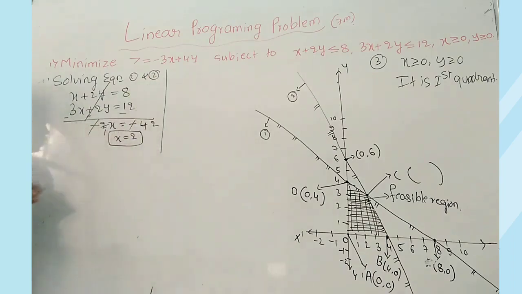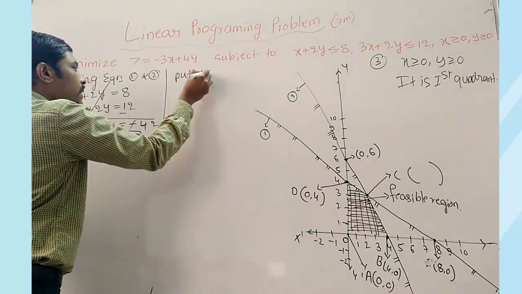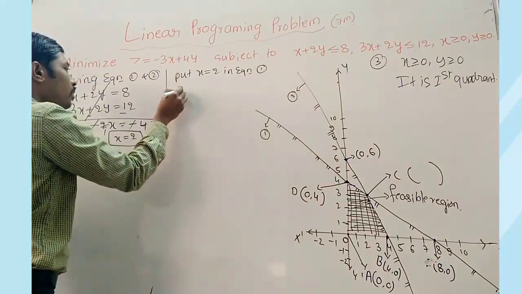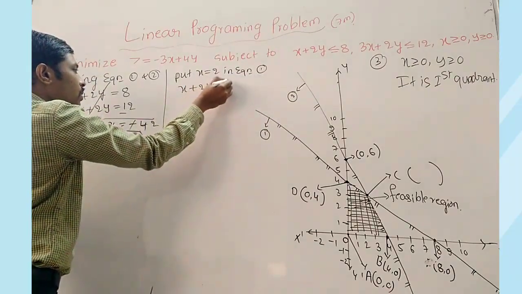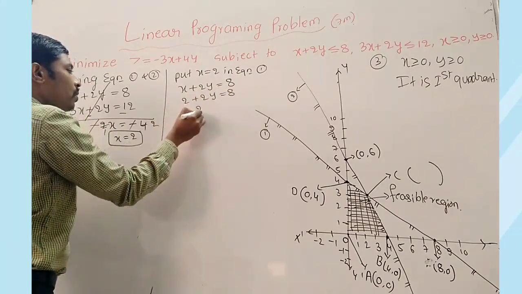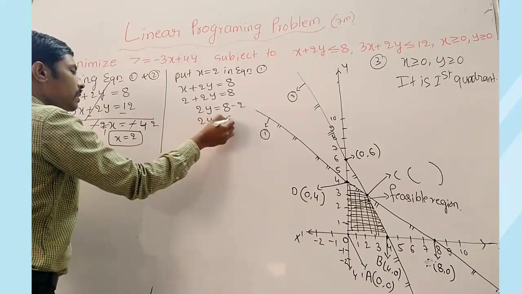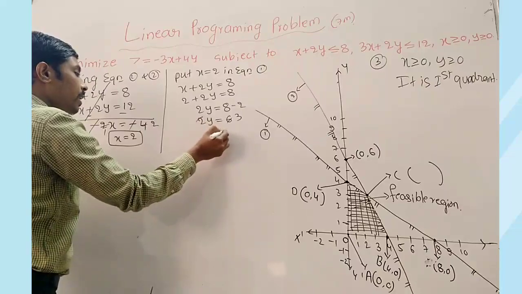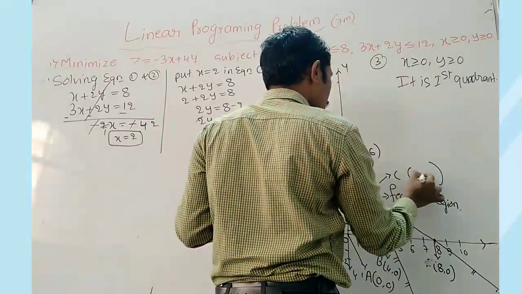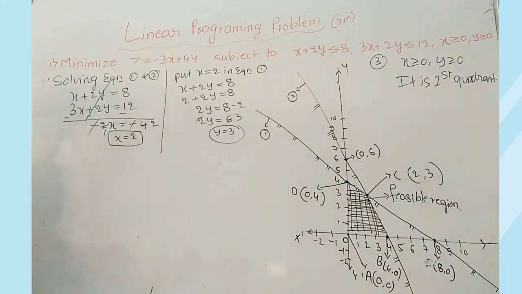How to find the value of y? Put x equals 2 in which equation? Equation 1. What is equation 1? x plus 2y equals 8. 2 plus 2y equals 8. 2y equals 8 minus 2. 2y equals 6. y equals 3. So we got that point C is 2, 3. You may ask, sir, we also got the same in the graph.